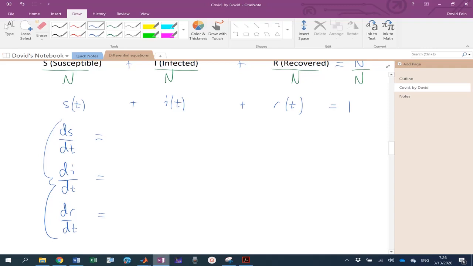So let's move over to MATLAB now to see what the solutions to a differential equation actually look like, and also what the solutions to a system of differential equations look like. And then we'll return to the SIR model.